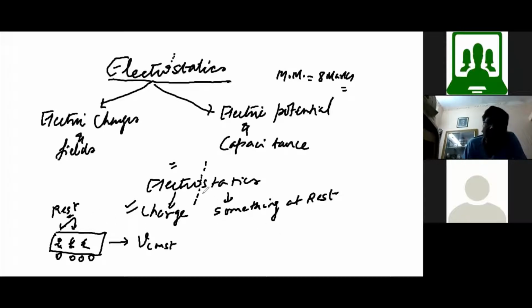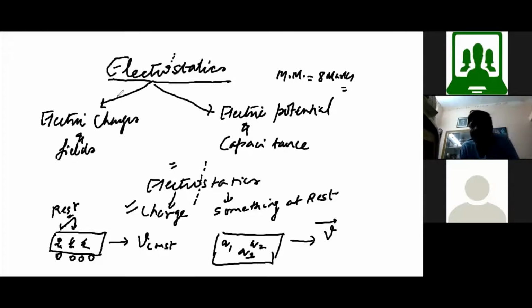Similarly, in electrostatics, instead of a bus, suppose any system is there, and instead of passengers there are charges. This is charge Q1, this is charge Q2, this is charge Q3. Even if the system is moving, suppose with velocity v, the charges will be at rest with respect to each other. So the branch of physics which deals with the charges which are at absolute rest is known as electrostatics. It's very simple. You can write the definition.